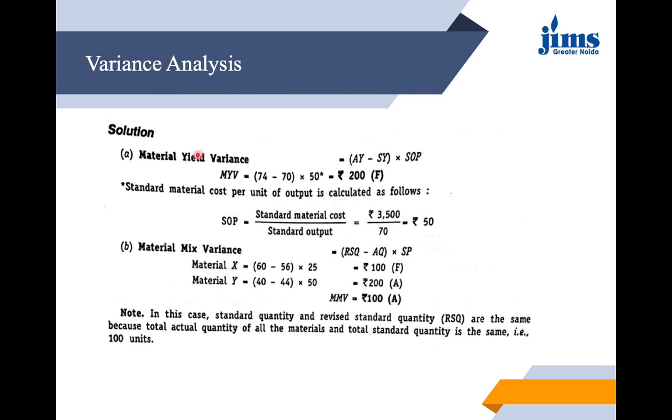Let us see how to calculate. First of all, material yield variance, we can take it as the actual yield minus the standard yield into the SOP, which is coming out to be favorable. The standard material cost per unit that we have used as 50 here can be calculated by dividing standard material cost by standard output. Then material mix variance is the revised standard quantity minus the actual quantity into the standard price, and we can see that it is favorable for material X and it is adverse for material Y. Okay, so in this case standard quantity and revised standard quantity are same because the total actual quantity of all the materials and the total standard quantity is same, that is 100 units. So for that reason it is same.